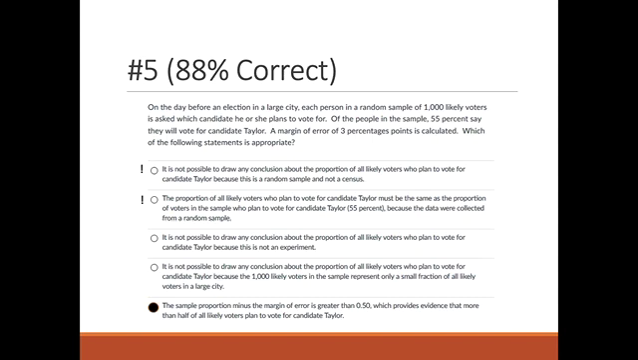So the other thing that people said was that the proportion of all likely voters who plan to vote for the candidate Taylor must be the same as the proportion of voters in the sample who plan to vote for Taylor, because the data were collected from a random sample. But that's not true. The sample statistic can very much vary from the actual population parameter. That's the whole point of having a margin of error.